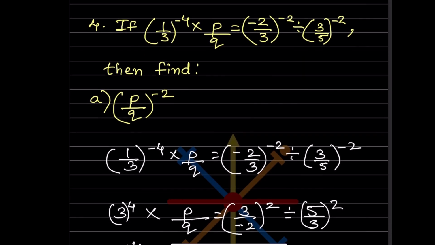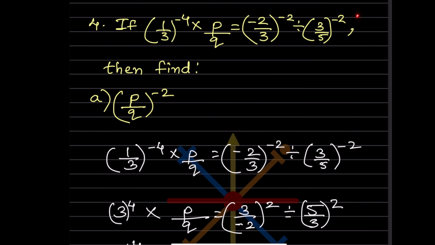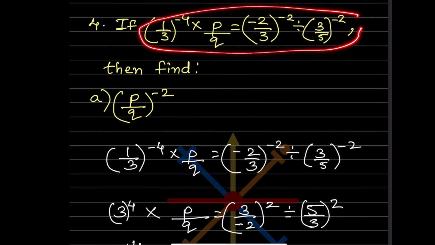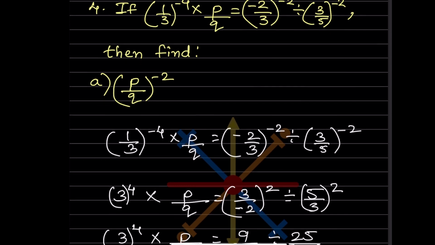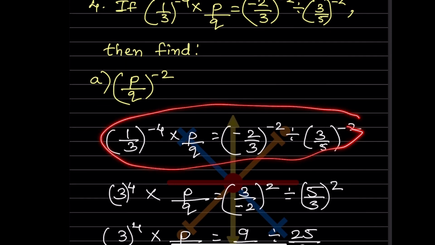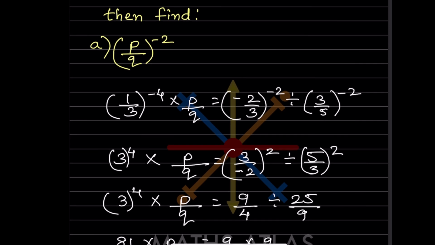Now here they said, if this is the expression given, then we have to find P by Q raised to minus 2. So now let us start with this expression first. I have written the same thing over here. So now what we can do, this is a negative exponent, so we'll make it positive by flipping over, that is 3 raised to 4.